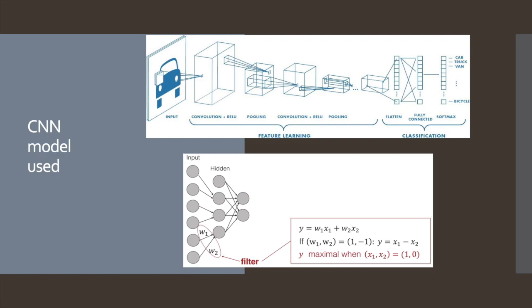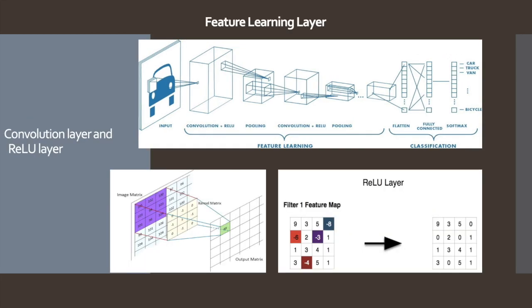The below image shows how weights, which are in the form of filters in the CNN model, are used. The weights play a role similar to weights used in the linear regression equation. The last set of layers in CNN works on classifying the image into one of the desired categories. Now let's talk about the feature learning group of layers.